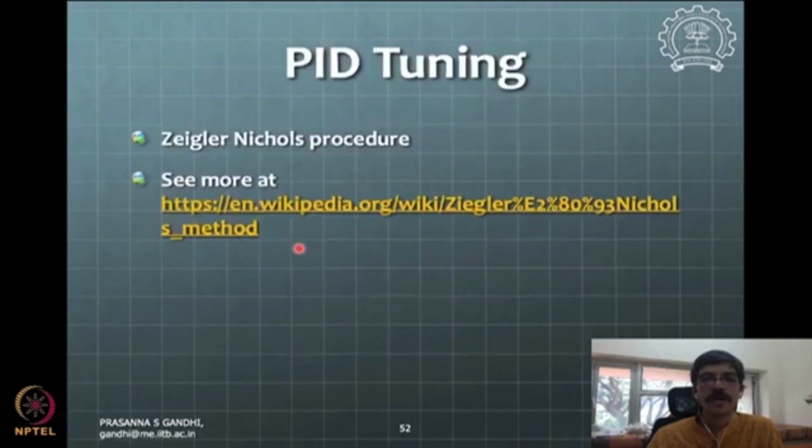How you tune these PID gains is typically given in a procedure called the Ziegler-Nichols procedure. It's just a matter of steps that you follow. You can see more details at this link. There's no point in getting into and explaining those steps. It's simple information. You just follow the steps and your gains will be tuned. So do look at this for practical tuning.